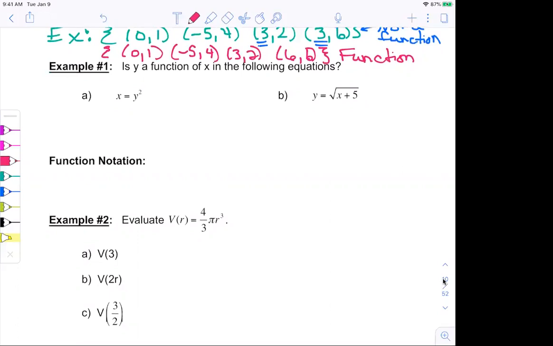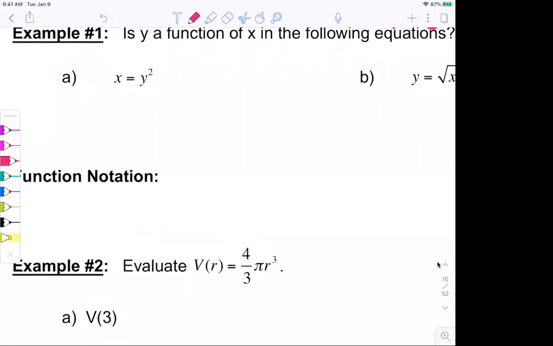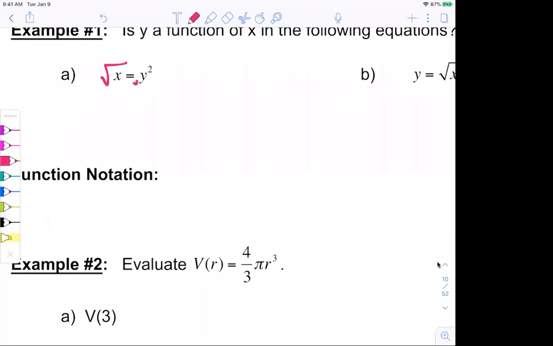Now, the question says, is y a function of x? Right now, this is written as x equals y squared. Jeremy, what do you think we should do with this equation, x equals y squared? Square root it. Yeah, why would we want to do that? You get the y by itself. Right. We're trying to show, is y a function of x? So we need to get y by itself. So I'm going to flip-flop it as well and place the y on the other side.